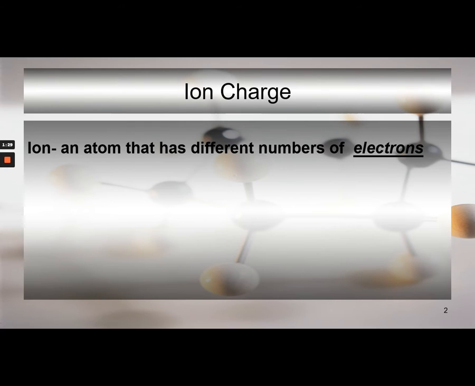This gaining and sharing of electrons can create what are called ions. Ions are atoms that have different numbers of electrons. The charge of an ion is equal to the number of protons minus the number of electrons. If you'll recall, atoms are neutral because they have equal numbers of protons and electrons. Protons are positively charged, electrons are negatively charged, so 10 minus 10 equals 0. But if you have 10 minus 9, you have plus 1. Or if you have 10 minus 11, you have minus 1.